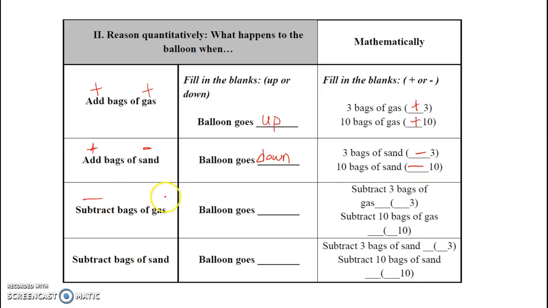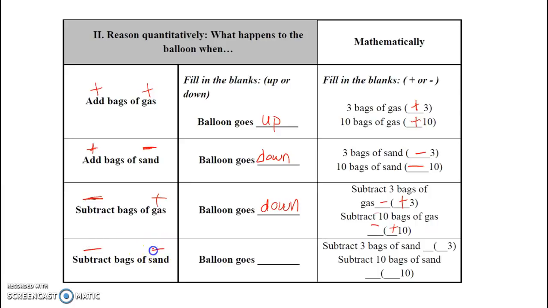Now, when I take away gas, which is a positive thing, the balloon is going to go down, okay? So you might notice this is kind of similar to opposites, right? When I have one negative thing, the balloon goes down. But if I have 2 negative things, the balloon goes up. So let's look here. If I subtract 3 bags of gas, I'm going to take away 3 positive things. If I subtract 10 bags of gas, I'm taking away 10 positive things. This is going to actually make the balloon go down 3 units. This is going to make the balloon go down 10 units.